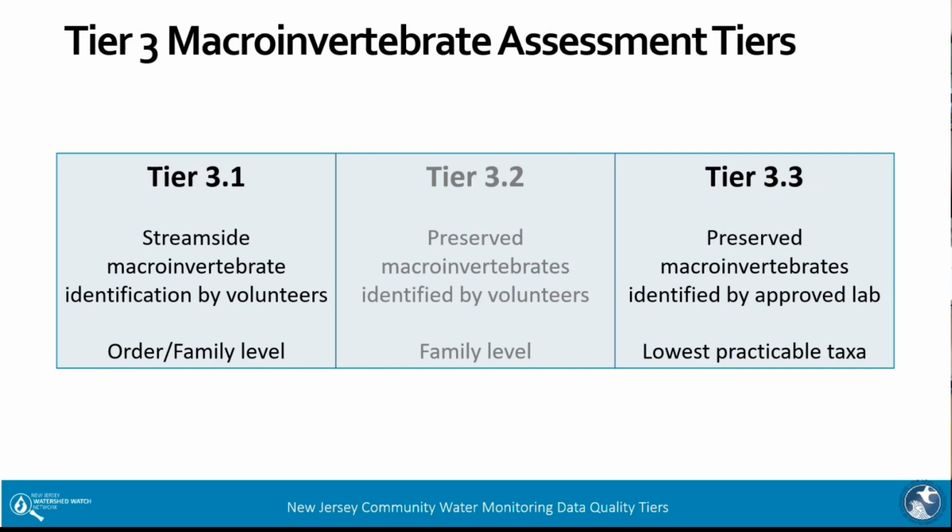There is a tier 3.2, and I've just put that in gray because we don't have anybody in the state actually doing that. But that would be identification to the family level. And then tier 3.3 is when the macroinvertebrates are preserved and identified at an approved lab. And these get identified down to what's called the lowest practicable taxa. So sometimes that's genus and species level, but sometimes they're not able to identify it down to species, and so that's why we say it that way.